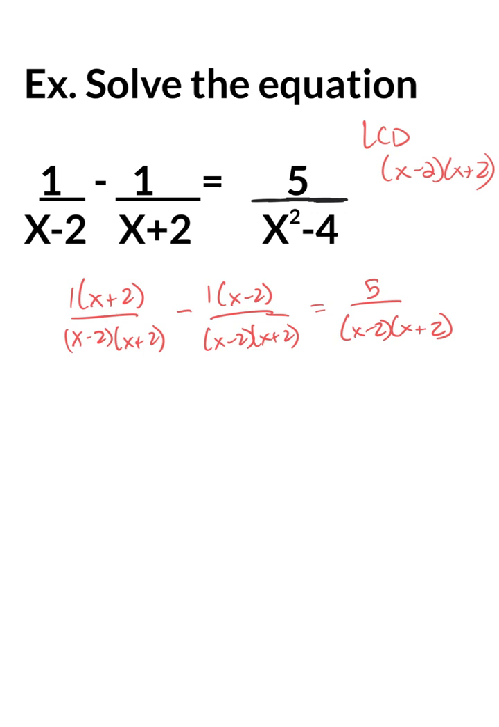So then now I've got the same denominator, so I can do my math on top. So I have x plus 2 minus, don't get bamboozled here, x plus 2 is equal to 5. And when I continue, my x's actually cancel, and I get 4 is equal to 5, which would be no solution.